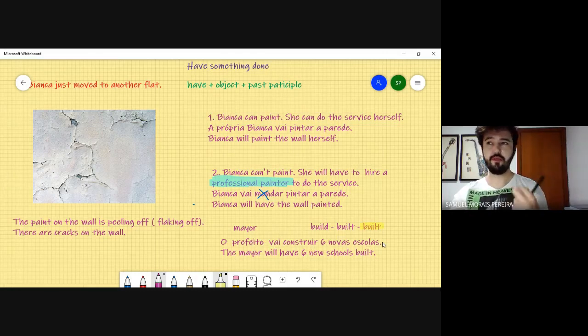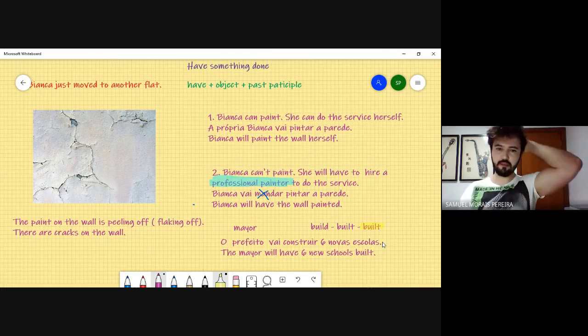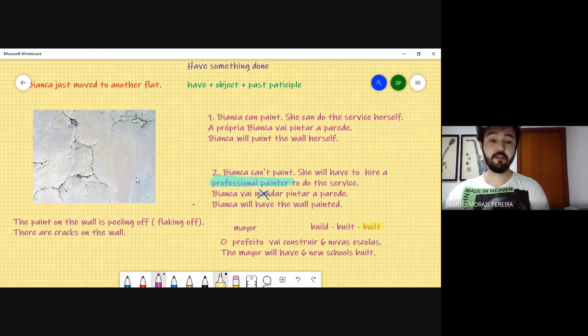Qual é o erro de falar? The mayor will build 6 new schools. É porque quando você fala the mayor will build 6 new schools, você está dizendo que o próprio prefeito vai fazer a ação, e não é o caso, tá bom? So, pay attention. It's really important that you remember that this structure here, called have something done, is used especially for cases like this one here, when you are talking about something that will not be done by the person himself or herself, okay?